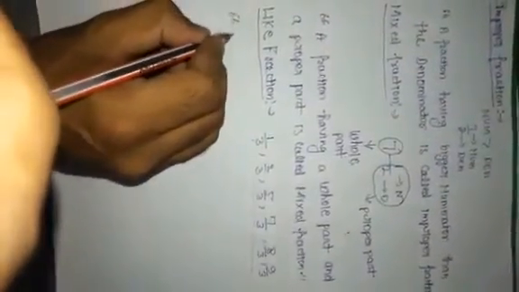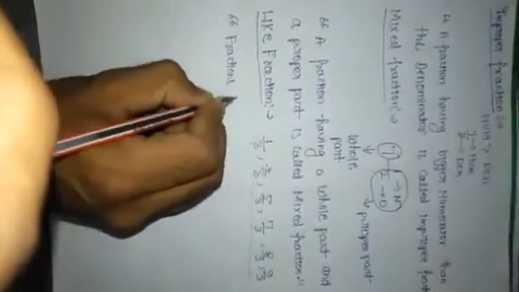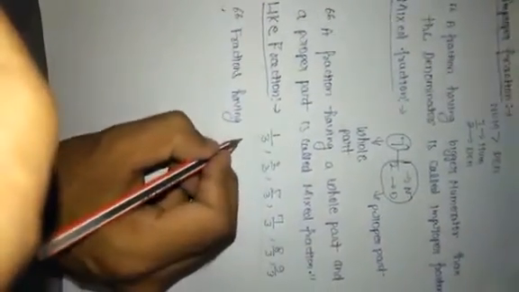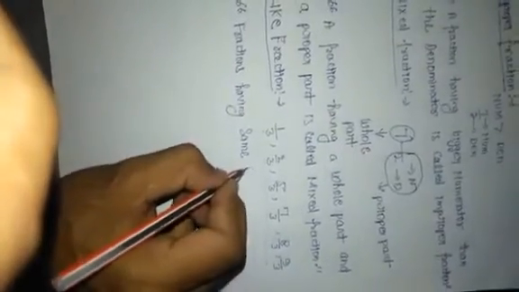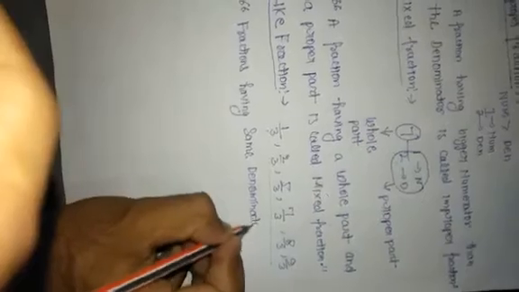Here you can see this 3 everywhere is same and the numerators are different, so these fractions are called like fractions. So the definition will be here: fractions having same denominator is called like fraction.